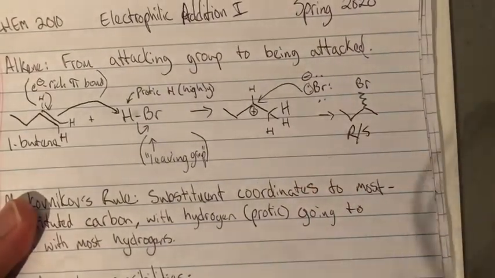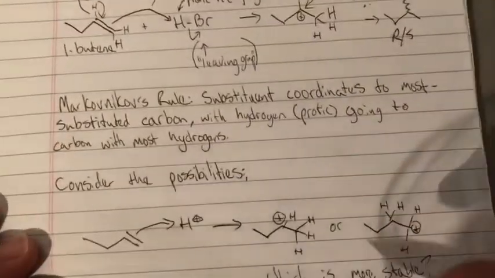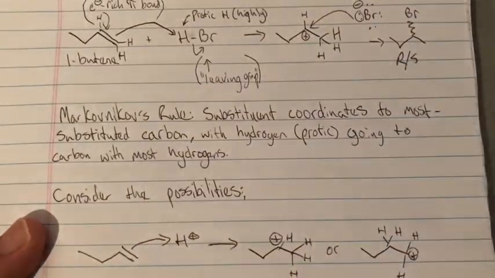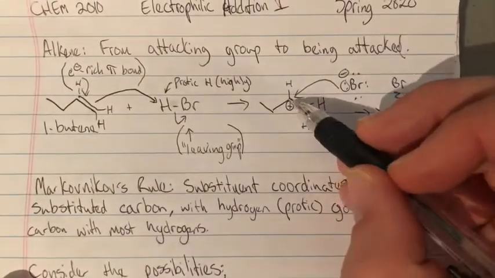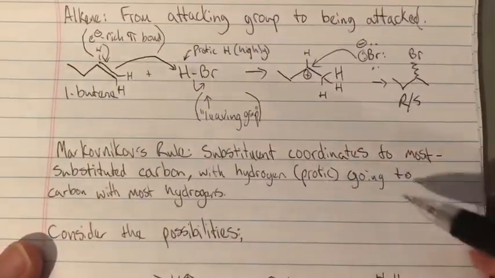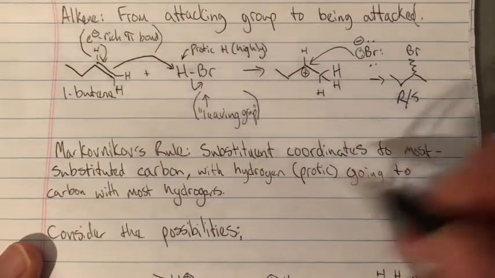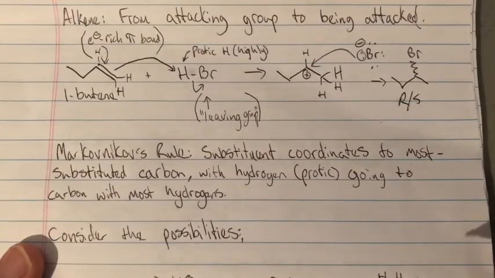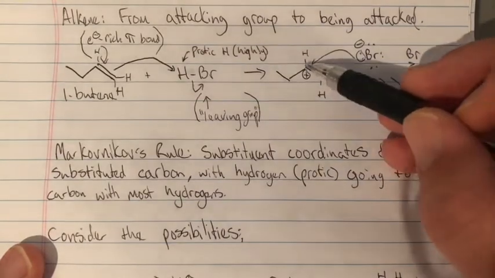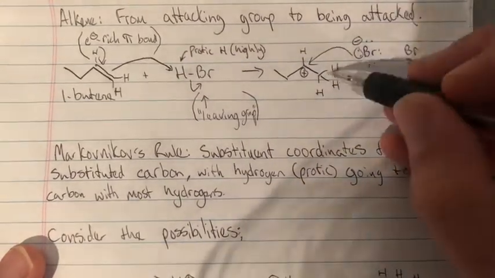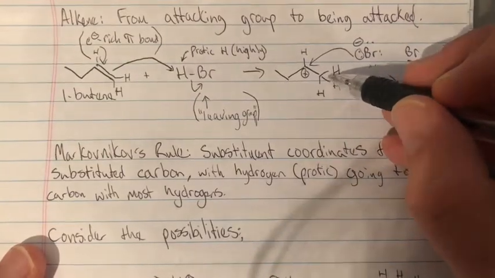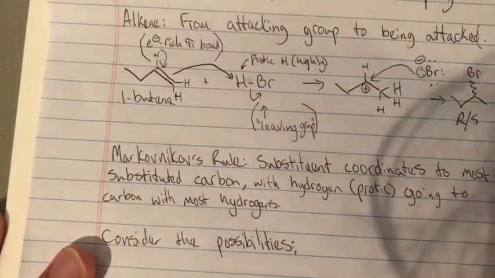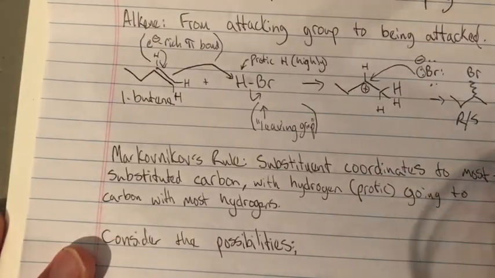This rule is simply what is referred to as Markovnikov's rule. A substituent coordinates to the most substituted carbon, i.e. secondary here, with the protic hydrogen going to the carbon with the most hydrogens. So that's going to go on the terminal position there. Again, this carbon is just connected to one other carbon, so it's going to form a methyl from this alkene, and then on the other side, to satisfy the octet, you're going to have the coordination.